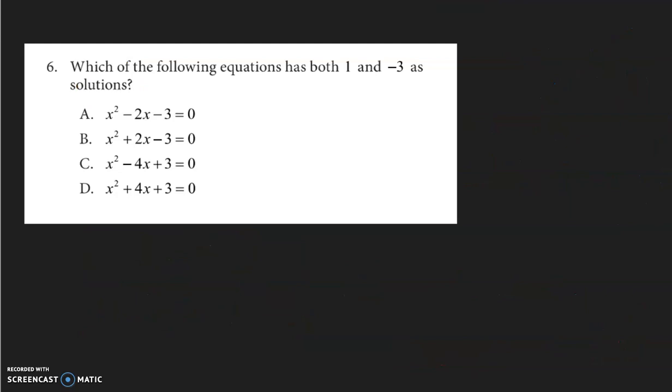Number 6 is asking which of the following equations have 1 and negative 3 as a solution. So that's saying that x is equal to 1 and x is equal to negative 3. So that's what we want to find. So let's factor each answer choice and see what we get.